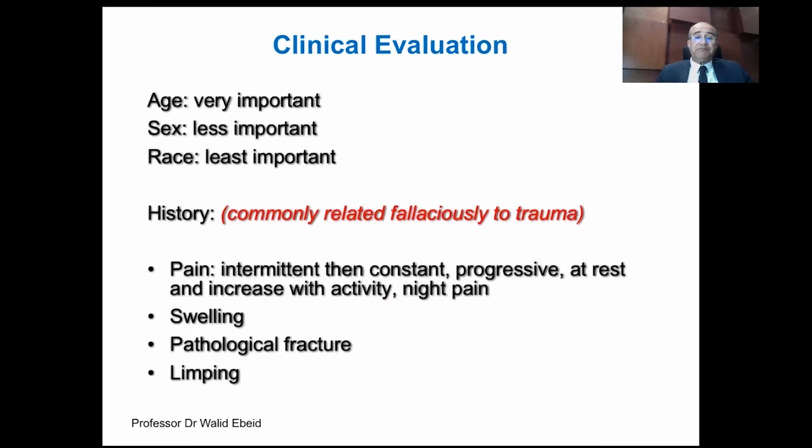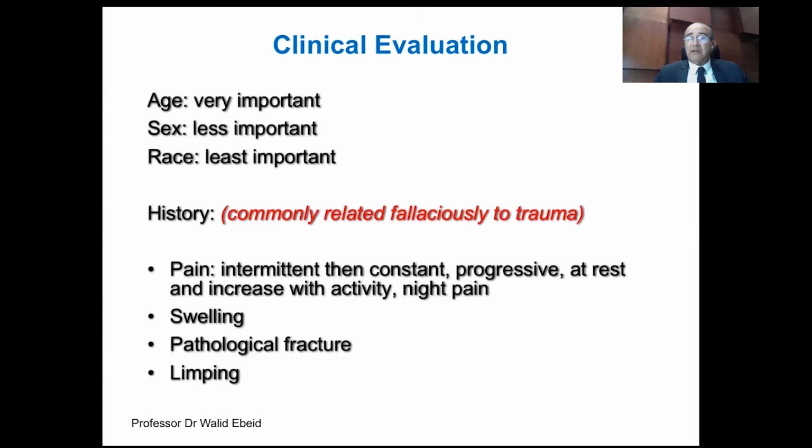Clinical evaluation is the first step in reaching a diagnosis of a bone tumor. It includes personal history, history of the present illness, past history, then local examination and general examination. The personal history is very important. Age is actually the most important aspect because certain types of tumors occur in certain age periods.